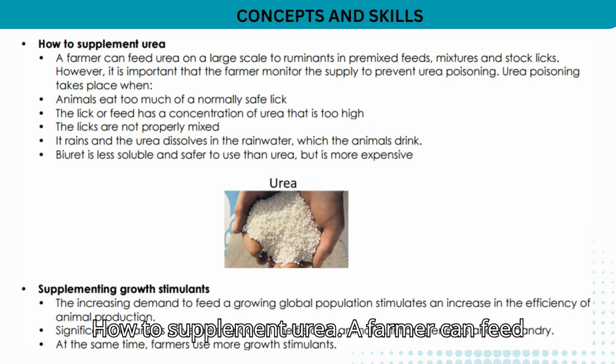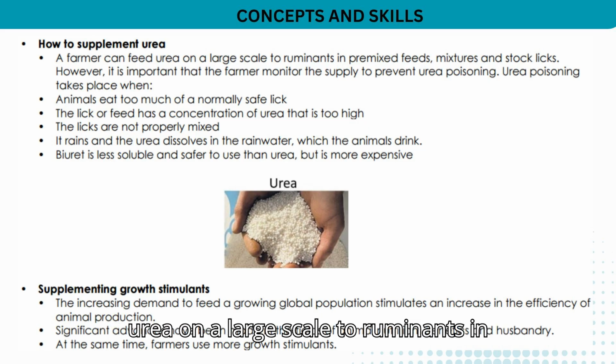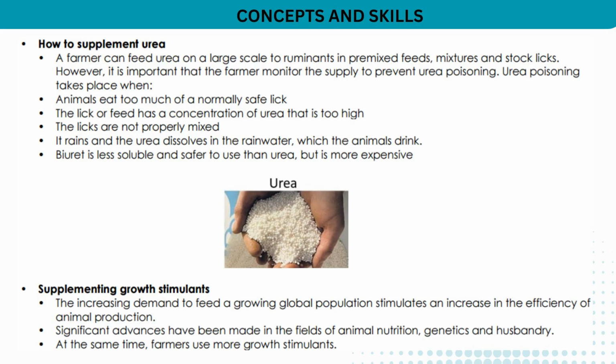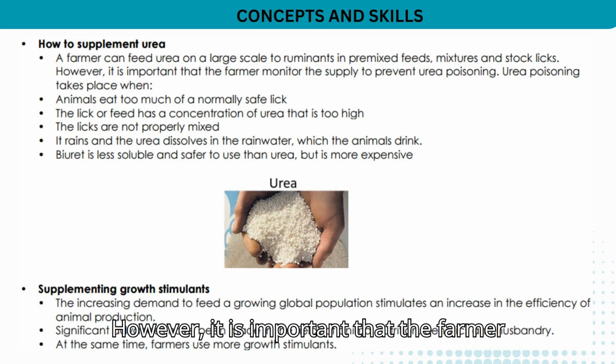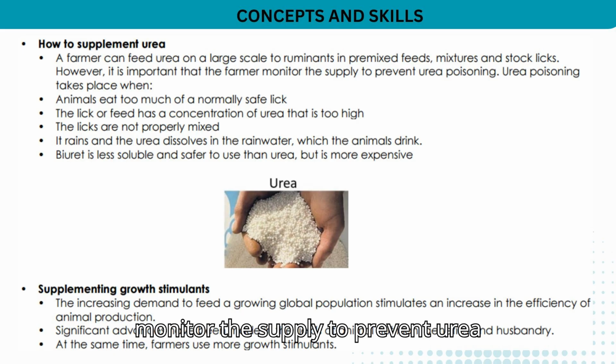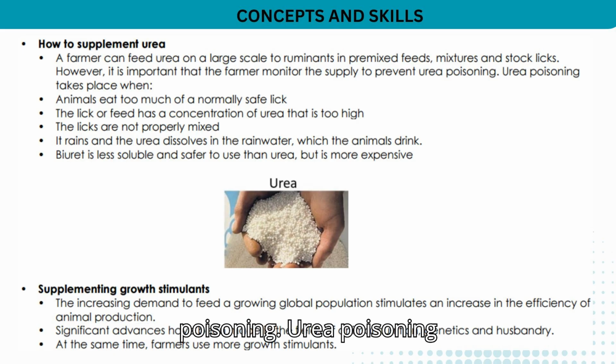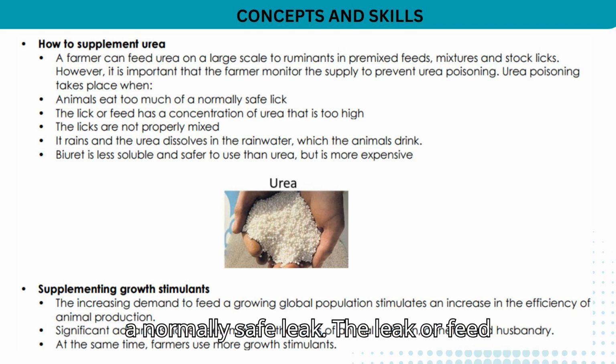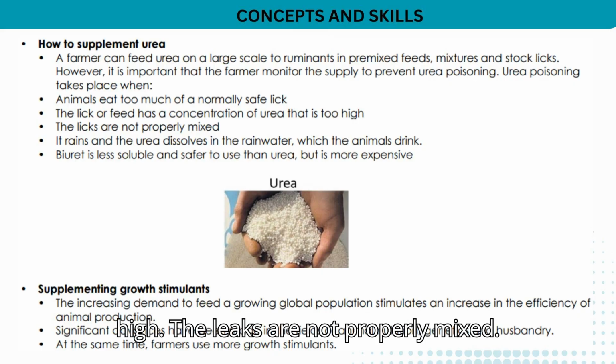How to supplement urea. A farmer can feed urea on a large scale to ruminants in premixed feeds, mixtures and stock licks. However, it is important that the farmer monitor the supply to prevent urea poisoning. Urea poisoning takes place when animals eat too much of a normally safe lick. The lick or feed has a concentration of urea that is too high.